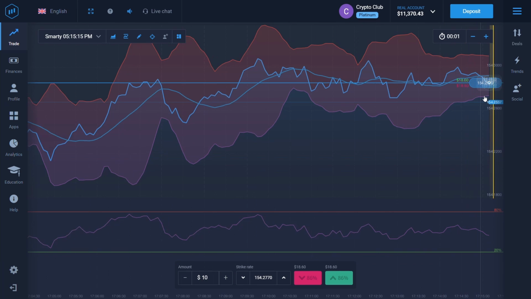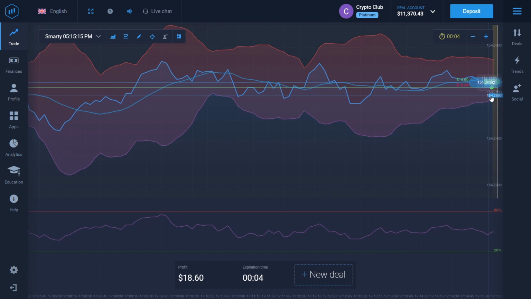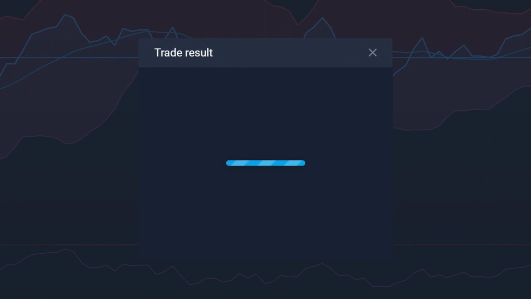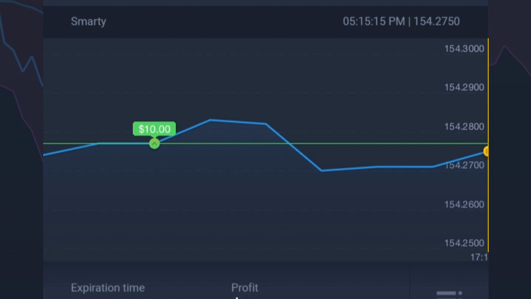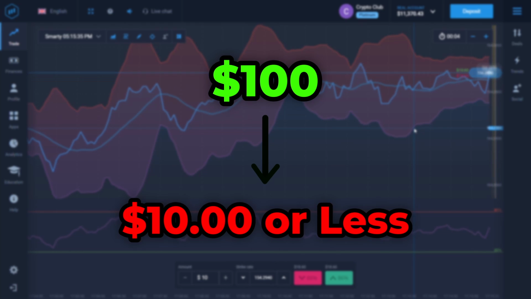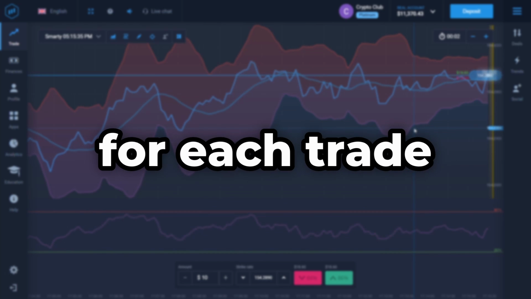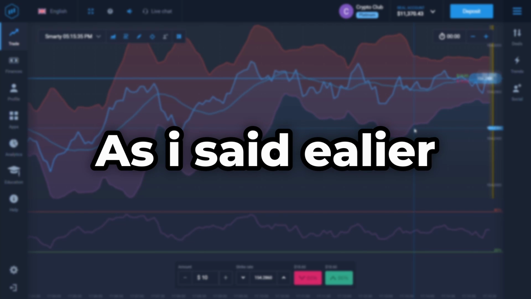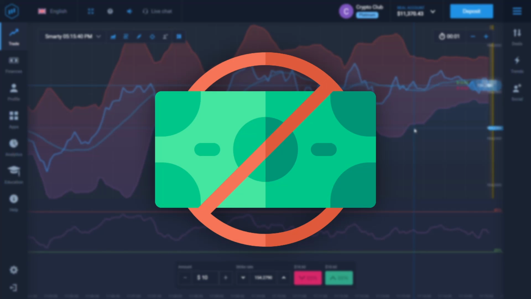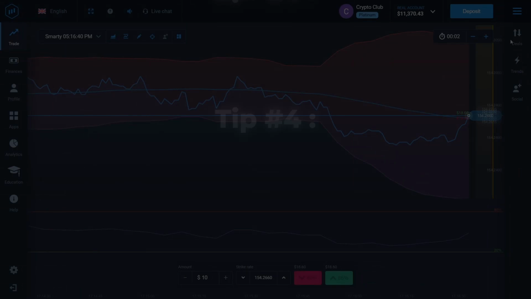If you're a beginner trader, I recommend you use less than 10% of your whole account balance in one single trade. For instance, if you have $100 in your account, you should only use $10 or less for each of your trades. As I said earlier, this will help you to maintain your account balance without running out of money. Do not overtrade.